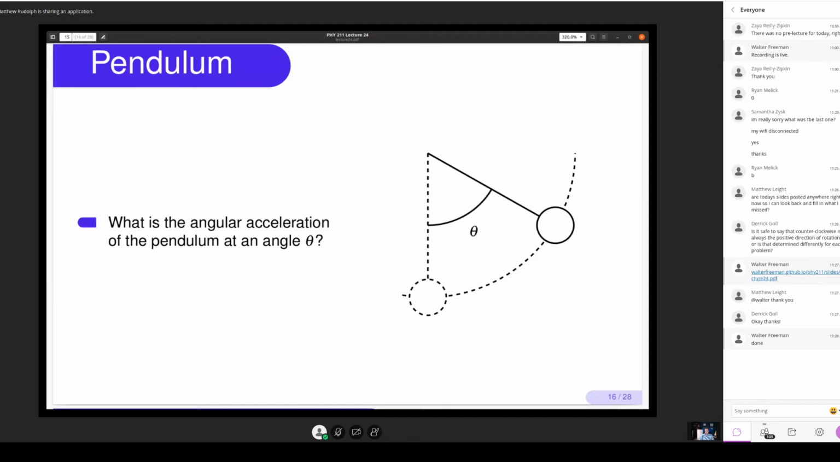Okay, so we should have all the pieces for this already. So why don't you first take a minute to think about it, and then we'll bring it back together and make sure we're all getting set up in the same way.